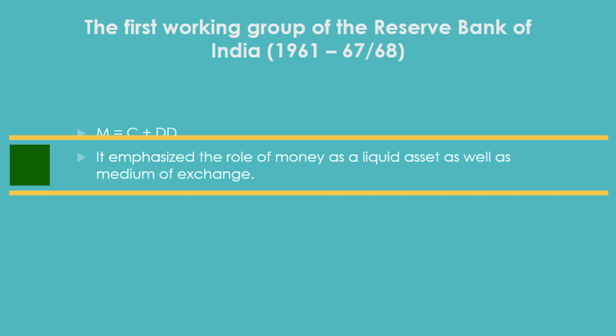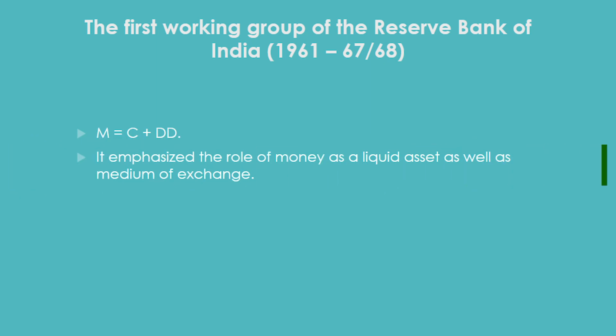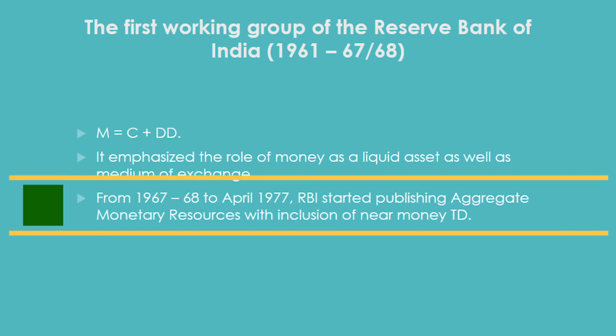So as we all know, currency and coins in circulation are all liquid assets, and they also act as a medium of exchange. Now, from 1967-68 to April 1977, RBI started publishing aggregate monetary resources with the inclusion of another near money, which is basically the term deposits.